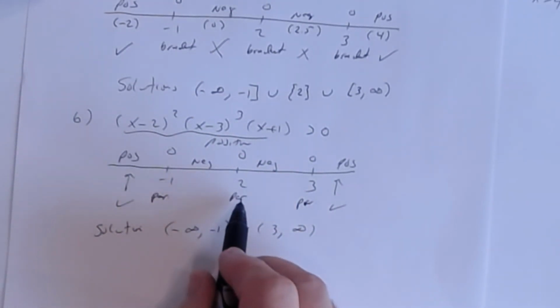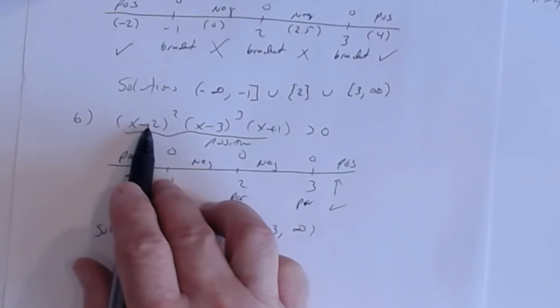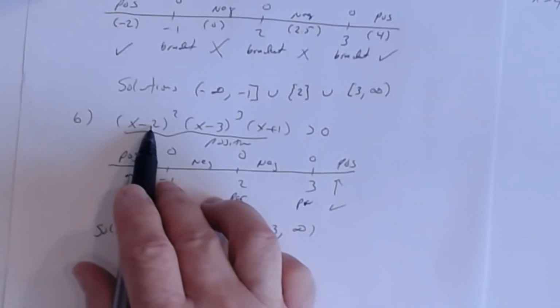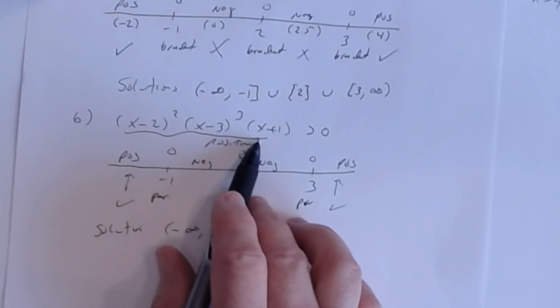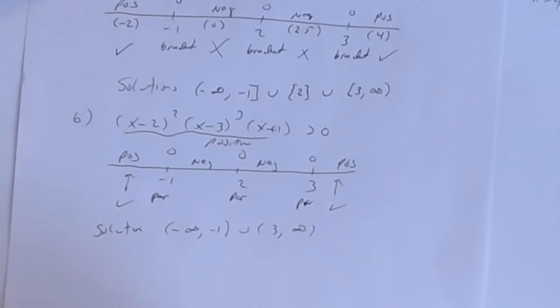You're not going to use this 2 because 2 is not a solution. When you substitute 2 into here, 2 minus 2 is 0. 0 times all of this is 0. But 0 is not greater than 0. So that's it. That's all you're going to use. That's your solution.